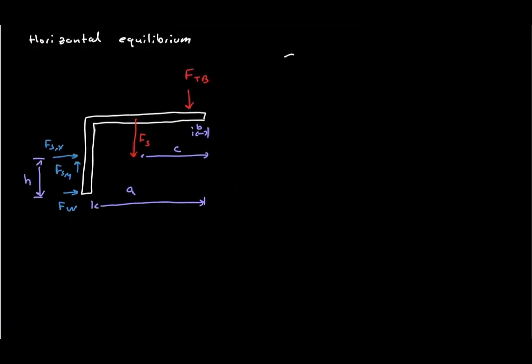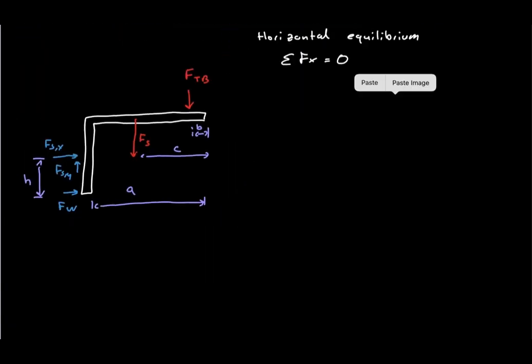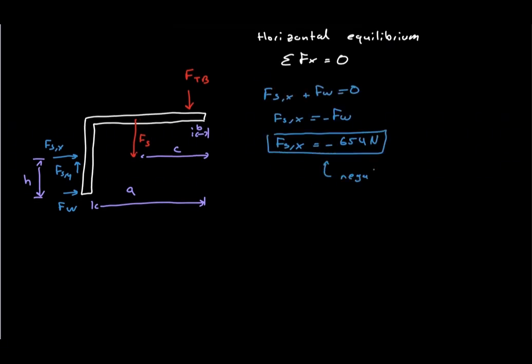Now we use horizontal equilibrium. The wall force points to the right. The screw force was drawn to the right as well, so the equation gives FSX plus FW equals 0. Therefore, FSX equals negative 654 Newton. The negative sign means the real screw force points to the left.